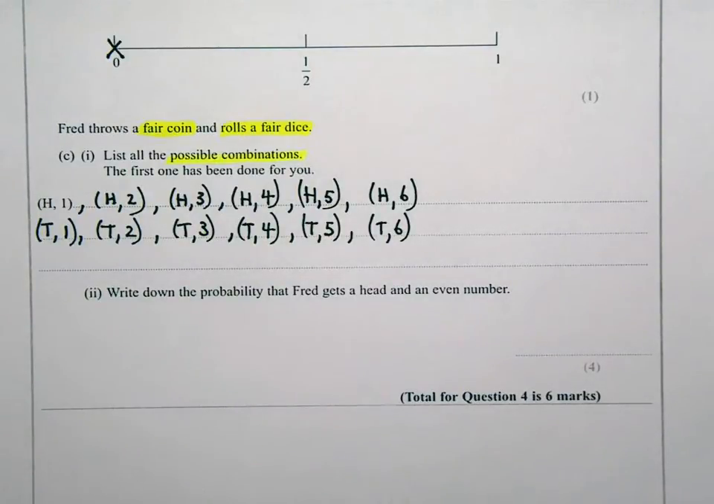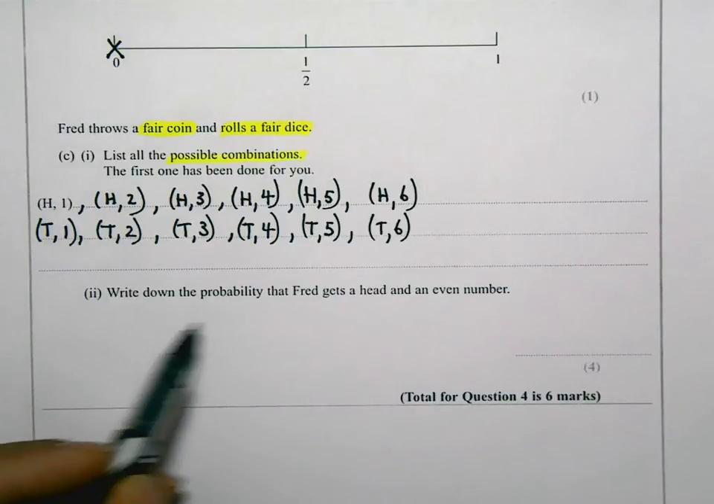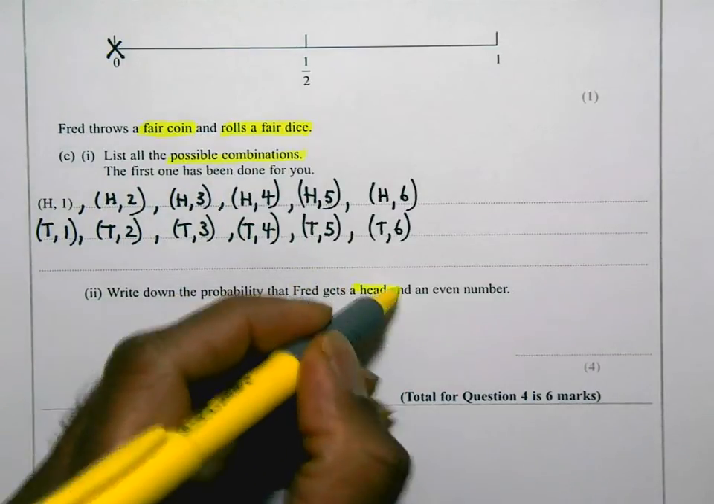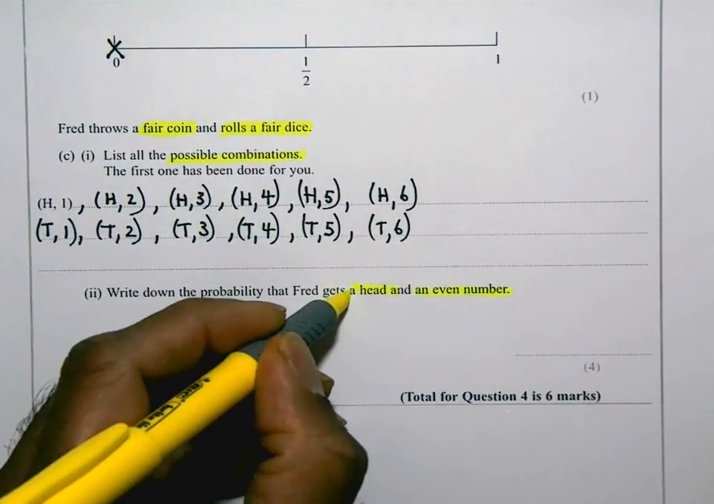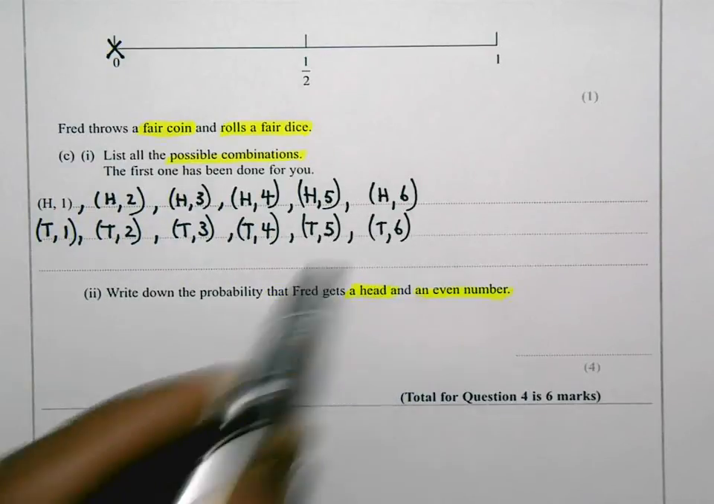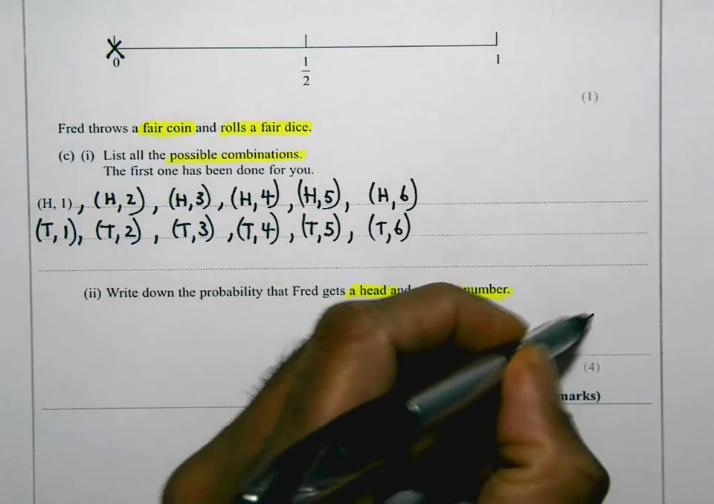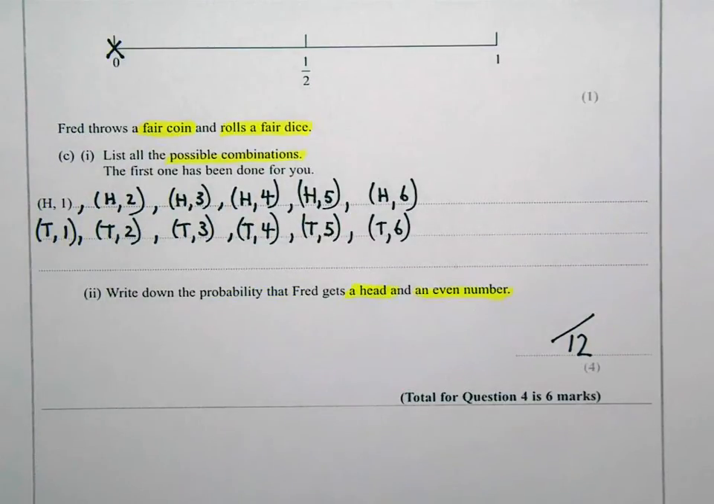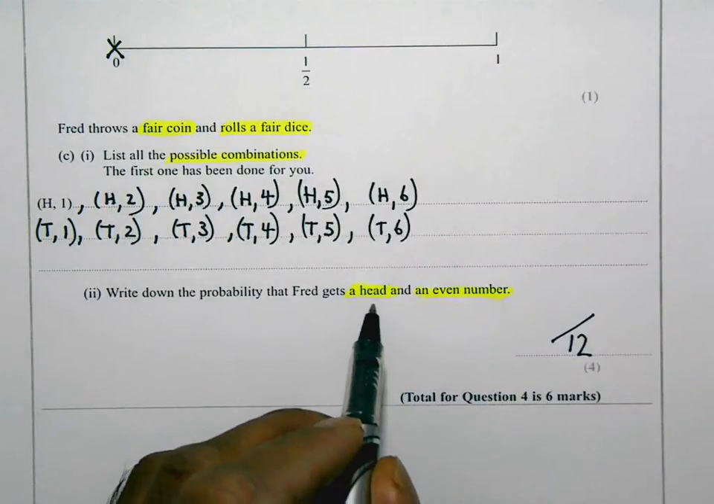The next part says, write down the probability that Fred gets a head and an even number. What's the probability he gets a head and an even number? Okay, so I need to use this part here. Now, how many different possible combinations did I have? Well, I have those 6 and another 6, so that's 12 altogether. So my probability is going to be out of 12 because there are 12 different possible combinations that I could get. And how many of those involve a head and an even number?